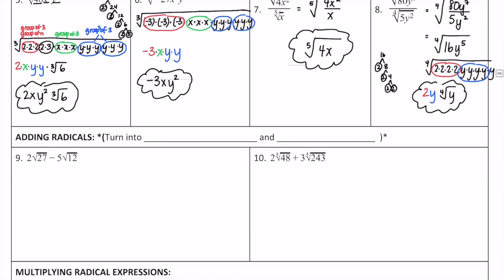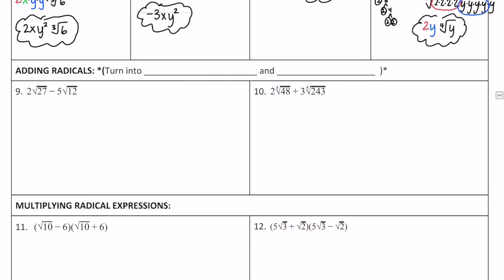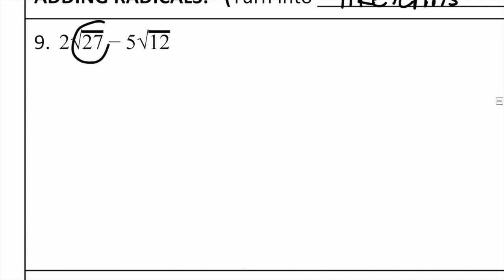All right, adding radicals together. So for me to be able to add 2 radicals together, they have to have the same radical. They have to have the same square root. So I need to turn them into like terms if they are not already like terms. And then after I do that, I can combine them. So for this first one, I have the square root of 27 and the square root of 12. Those do not go together, but maybe if I simplify, I can get them to be the same thing, or like terms.